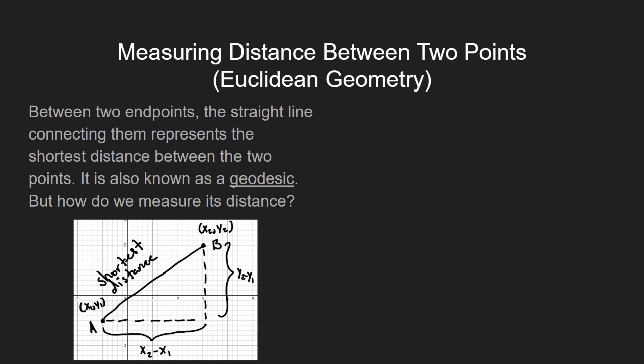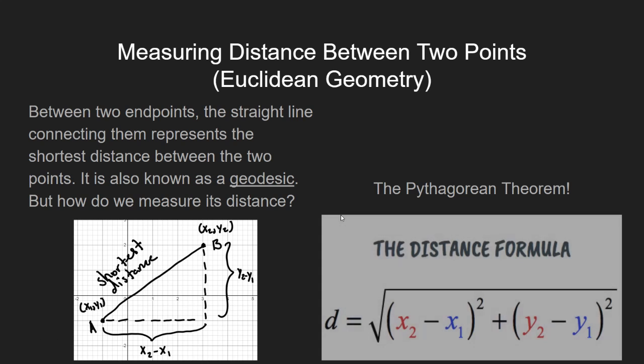Today we're going to be talking about taxicab geometry and the shortest distance. So let's talk about Euclidean geometry first, between two different points. Between two endpoints, the straight line connecting those two endpoints will represent the shortest distance between them. But how do we measure this distance? The Pythagorean theorem, or the distance formula.